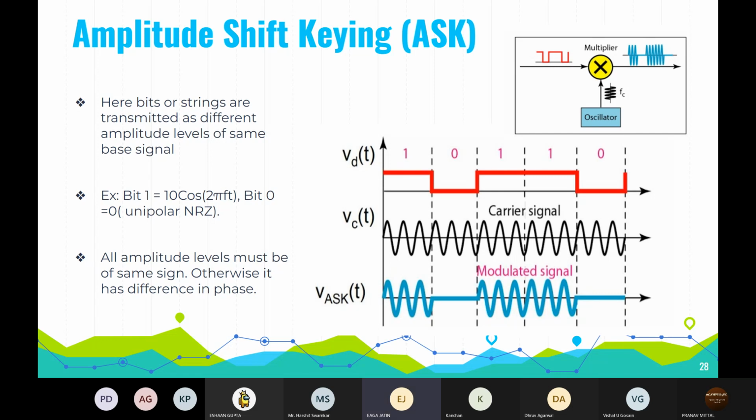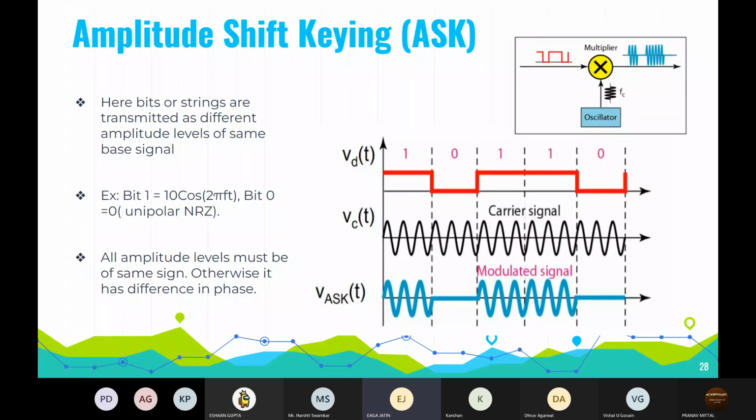So AM is a kind of analog modulation, and in amplitude modulation also we vary the amplitude of the carrier wave according to the instantaneous value of the message signal. So the difference is only in the nature of the message signal, which is digital here. So we switch the amplitude of the carrier wave according to the digital input signal.